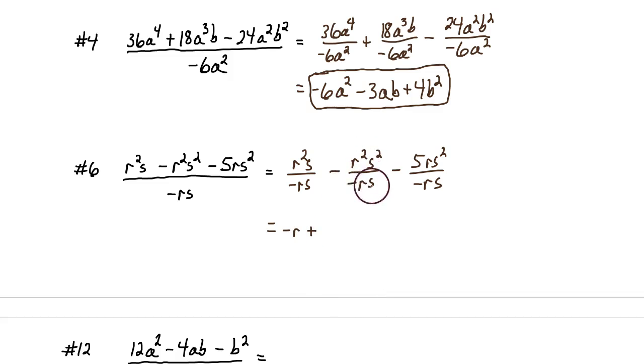R squared divided by a single r leaves an r. S squared divided by a single s leaves an s. Now the last term, negative divided by negative is positive. There's a 5. The r's cancel away, and s squared divided by s leaves an s. Here's the answer.